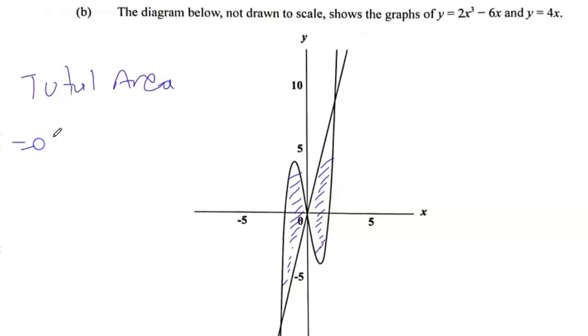So the total area would be equal to 2 times the integral, and then we're using 2 functions. We're going to take the difference again. So area is the integral of y1 minus y2. In this case, we have 2 different functions, so again y1 minus y2, we take a difference. So it's actually 2x cubed minus 6x minus 4x.